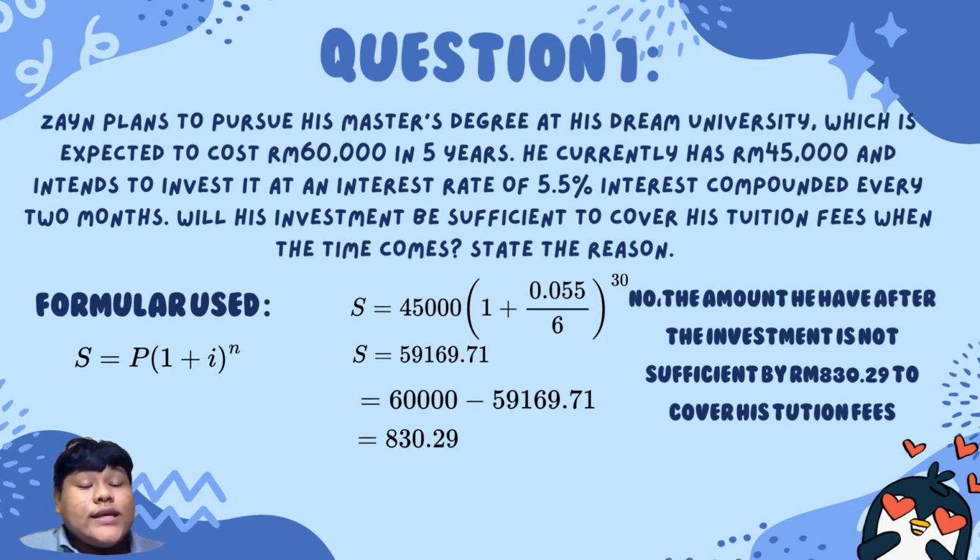We get S is 59,169.71. So, Zain needs 60,000. 60,000 minus 59,169.71, we get the balance 830.29. So, state the reason. No, the amount he has after the investment is not sufficient by 830.29 to cover his tuition fee.